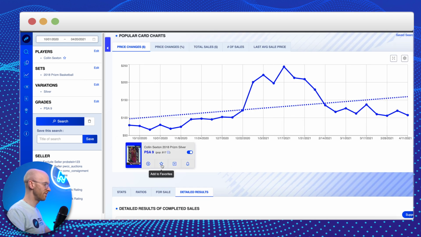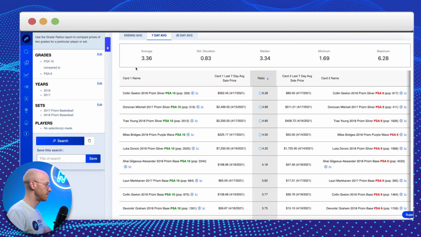You can always save this, add this card to your favorites. You can set a price alert and say, hey, if there's more of them selling for $100, let me know, because maybe the market's stabilizing around that price point. So Collin Sexton, PSA 9, definitely a card I would be looking into buying.